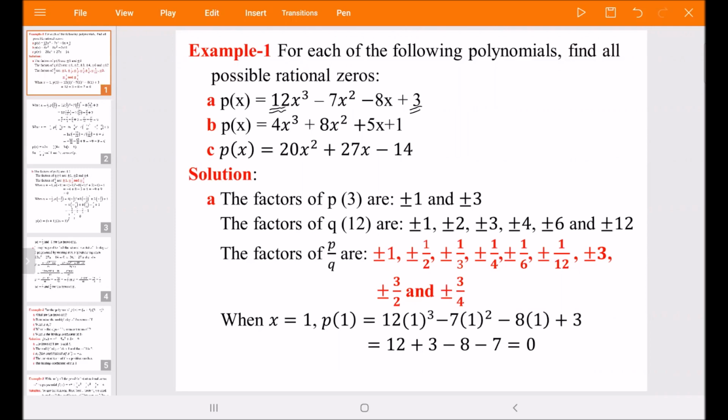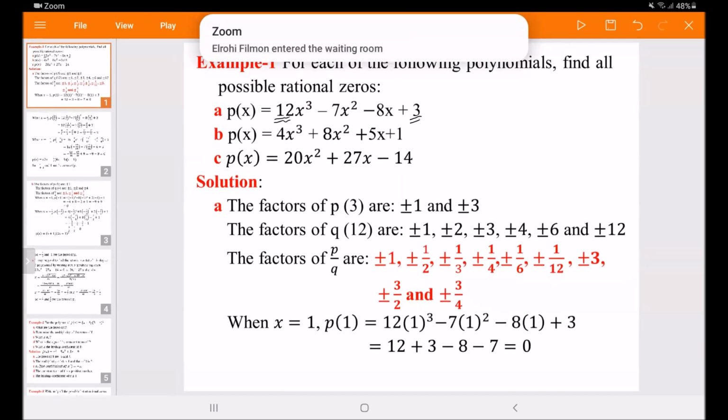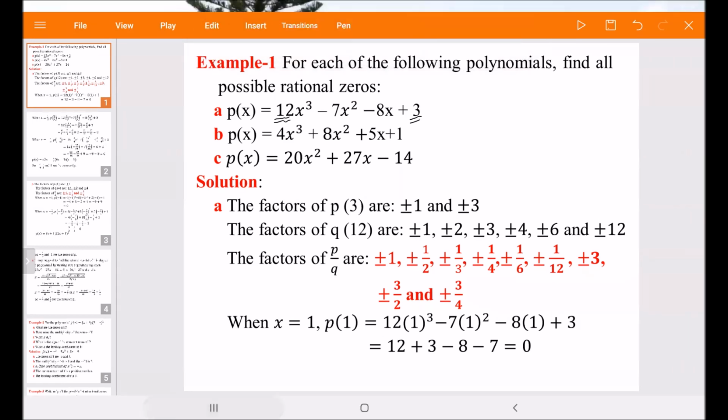Now the next thing is to evaluate this polynomial at these 18 numbers. We may not necessarily need to evaluate this polynomial at all 18 numbers. Rather, we can start from the simplest numbers. These simplest numbers are plus or minus 1.